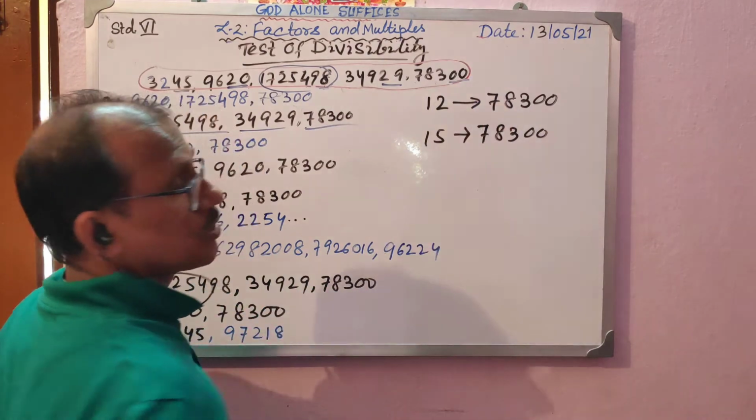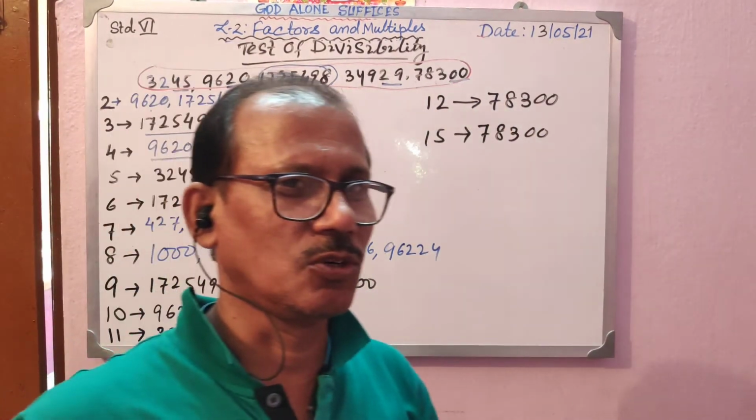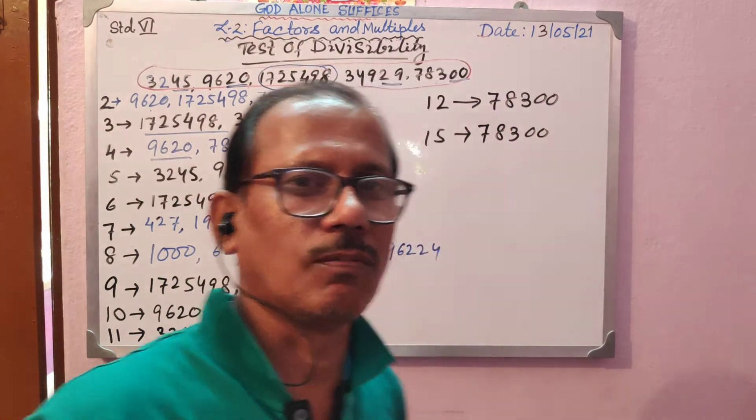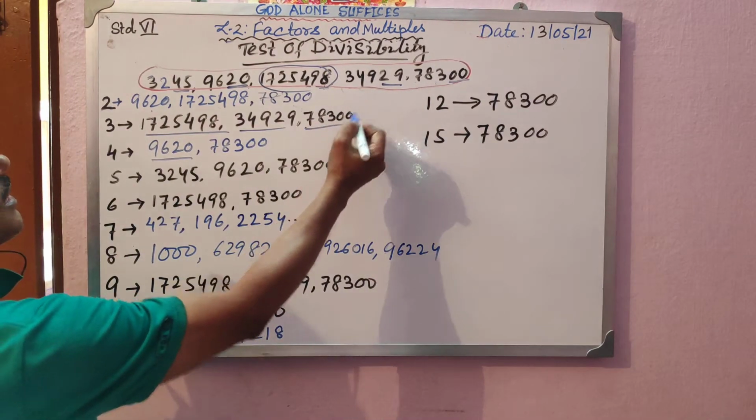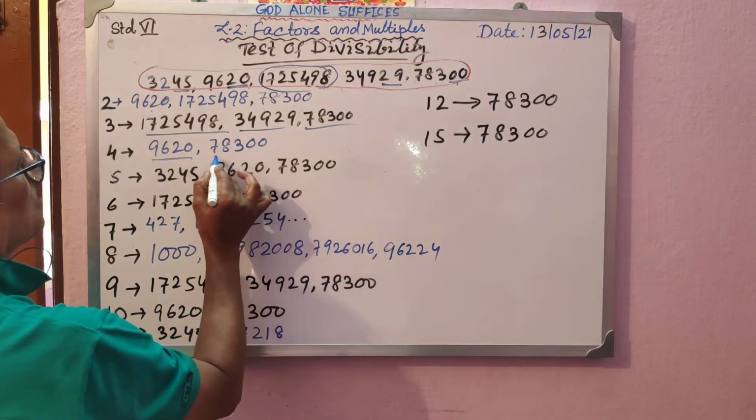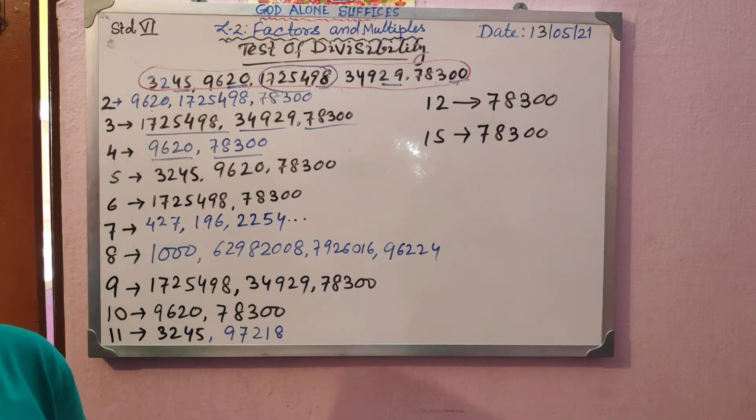This one again ends in 0 0. I said the last 2 digits have to be 0 0 or the last 2 digits have to be divisible by 4. So this number is 0 0, and therefore it is also divisible by 4. I hope you have understood divisibility of 4.